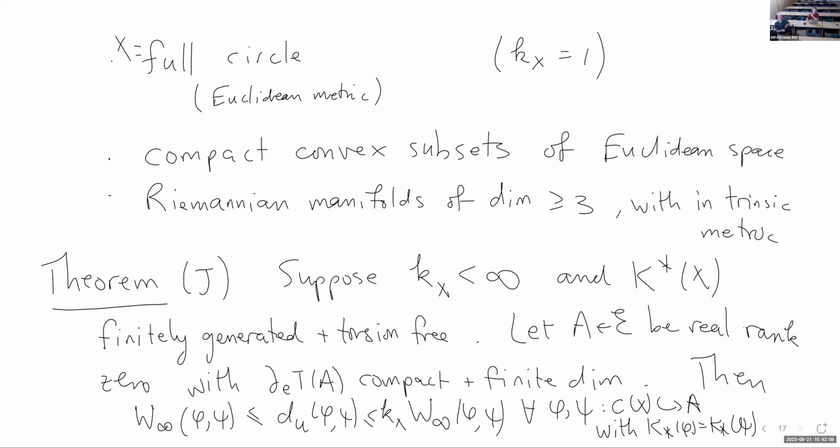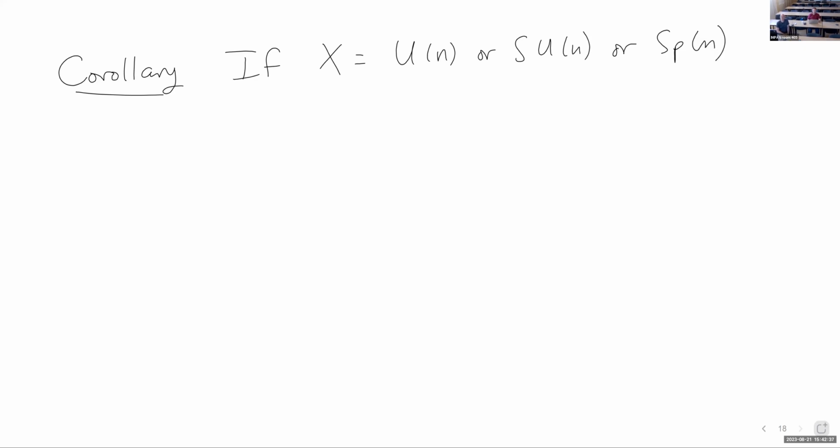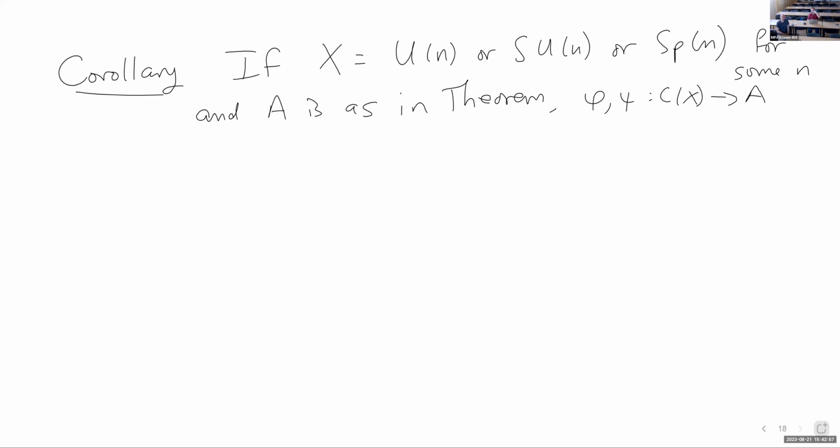In particular, an X that has K_X equal to 1 and finitely generated, torsion-free K-theory would be certain kinds of Lie groups. So, let's call this a corollary. If X is U(n), SU(n), or Sp(n) for some n, and A is as in the theorem, and phi and psi are unital star monomorphisms that agree on K-theory, then I have equality: D_U(phi, psi) is equal to the Hausdorff-type distance between phi and psi.